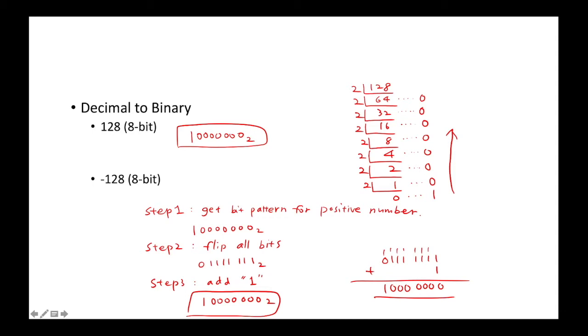10000000. Next, in step number 2, we flip all bits and we get 01111111. Finally, in step number 3, we add 1 to it. Then we get a final binary number for negative integer negative 128.